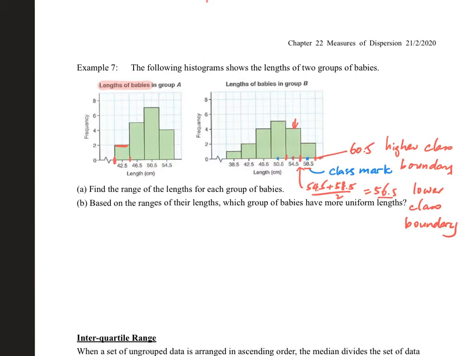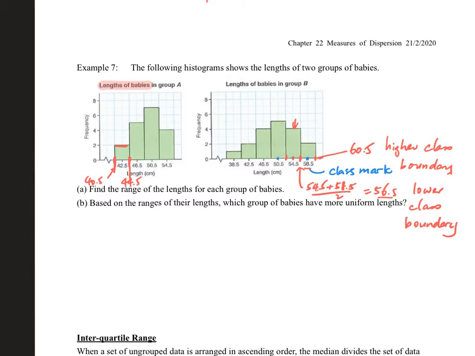Next, can you fill in the two numbers in the first group in the lengths of babies in group A by yourselves? Let's take 10 seconds to do so. Alright, okay, so this one will be 44.5, and this one will be 40.5.